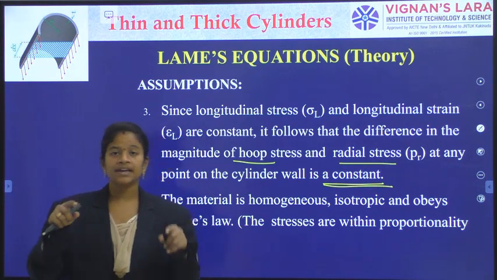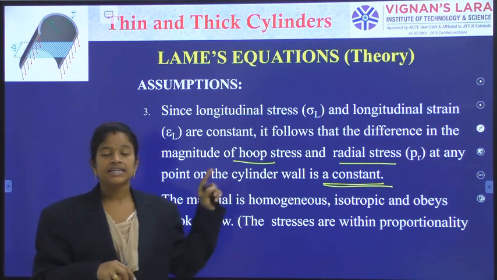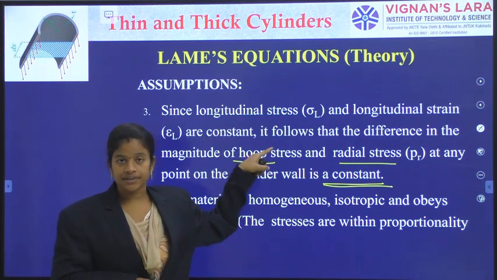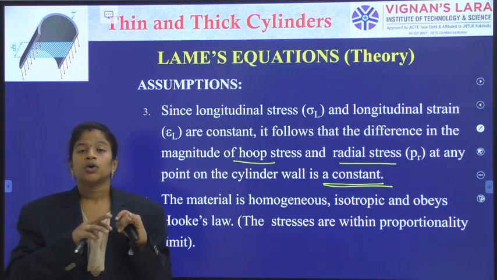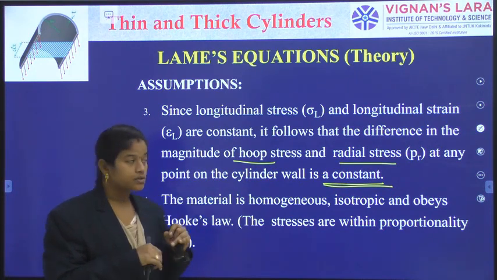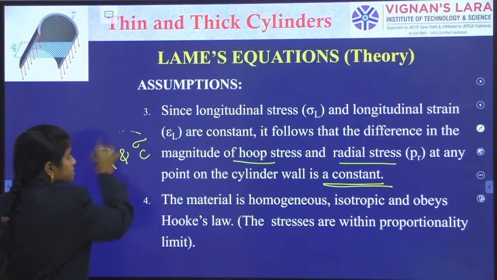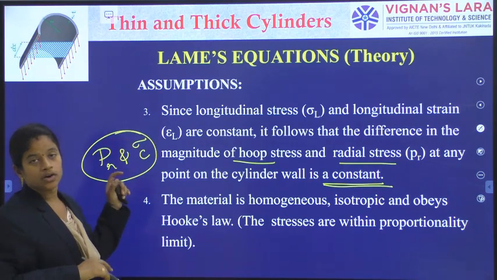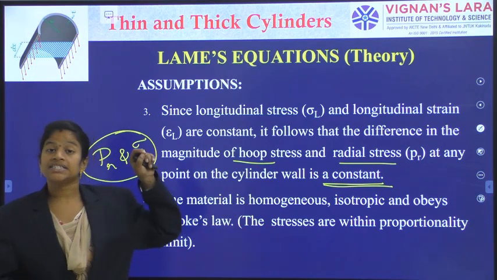As I am observing along the one direction, the longitudinal strain direction, sigma L is constant. And what is the next output? The difference between hoop stress sigma C and PR. So the difference between PR and sigma C is always constant. In this way, the next assumption can be made.